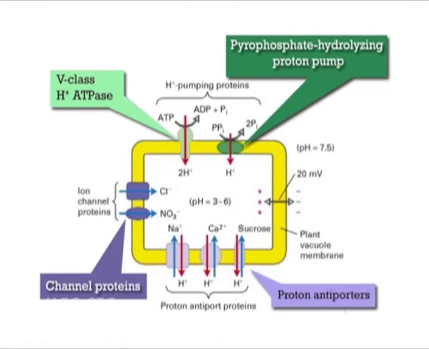Proton antiporters, which are shown in light purple here, powered by the hydrogen gradient, accumulate sodium ions, calcium ions, and sucrose inside the vacuole. The proton gradient and electric potential across a plant vacuolar membrane are used in much the same way as a sodium gradient and electric potential across the animal cell plasma membrane. That is, to power the selective uptake or extrusion of ions and small molecules.